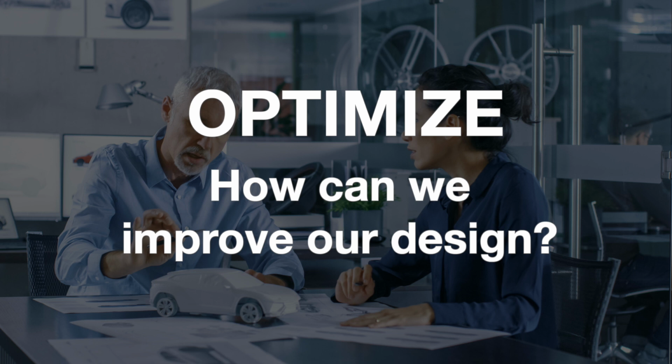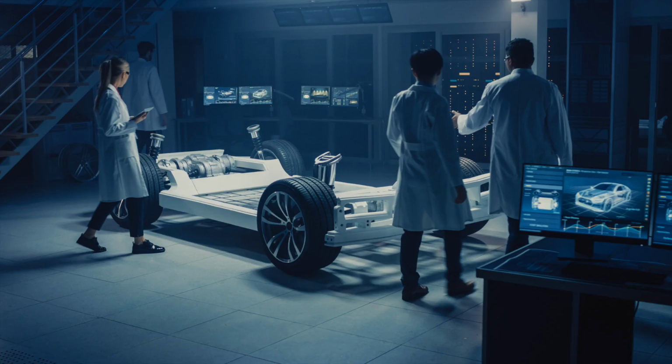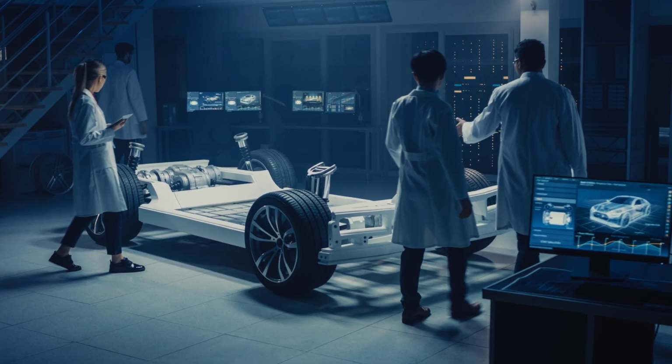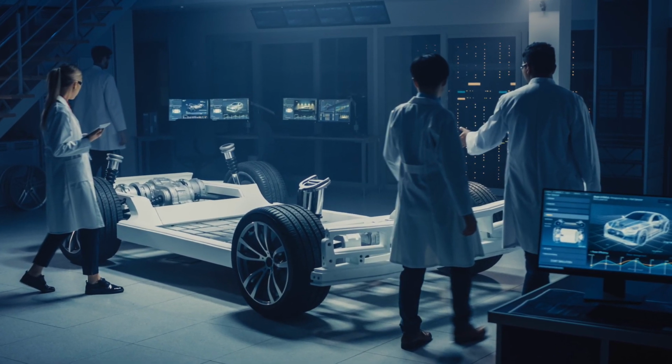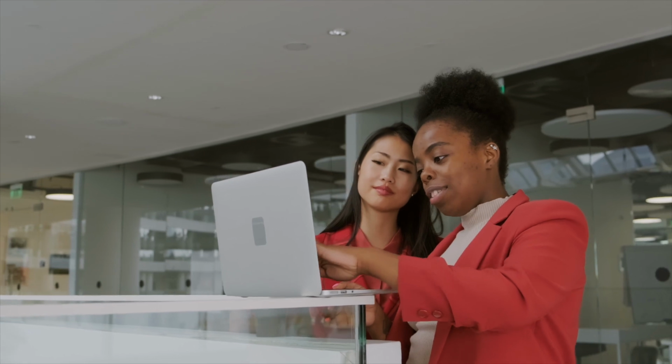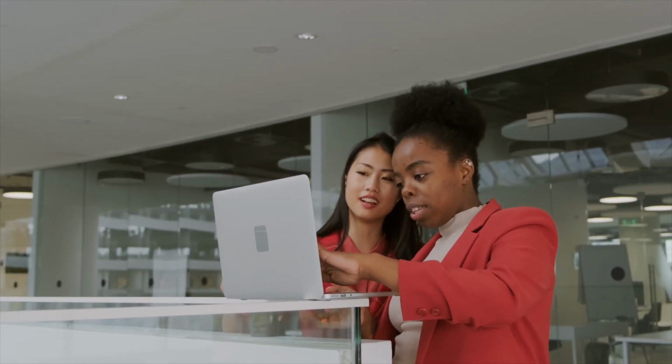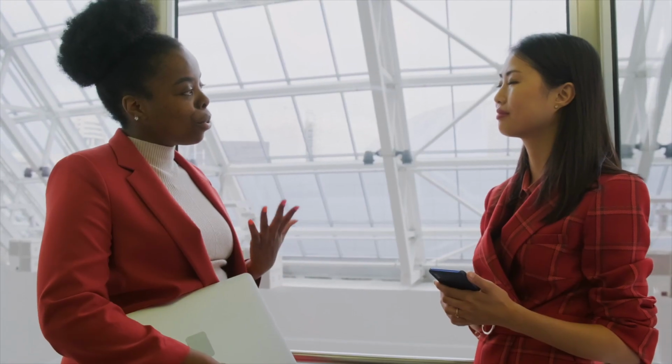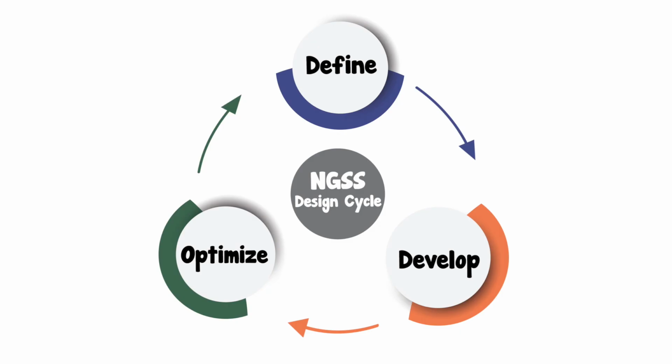We introduce students to this phase with the question, how can we improve our design? Engineers test their prototypes and get feedback on their designs, which helps them make improvements. Another part of this phase, and really a part of the entire design cycle, is for engineers to communicate their ideas and solutions to teammates and to users.